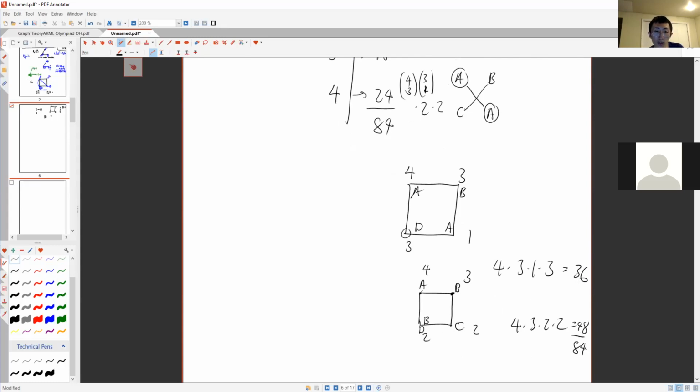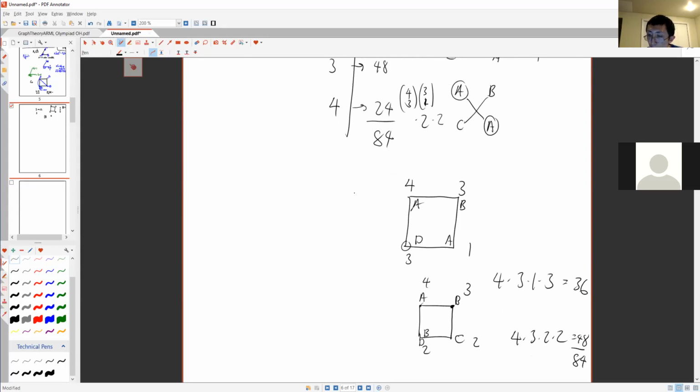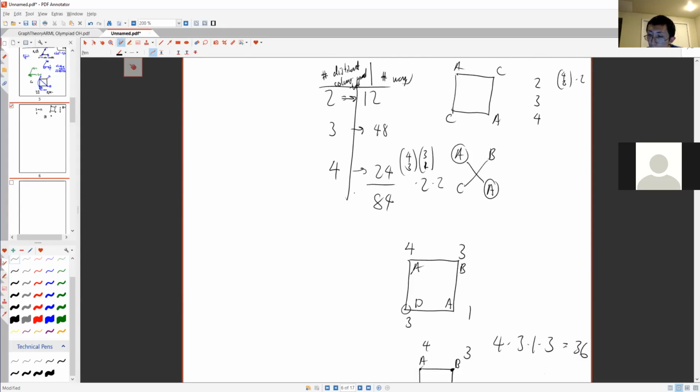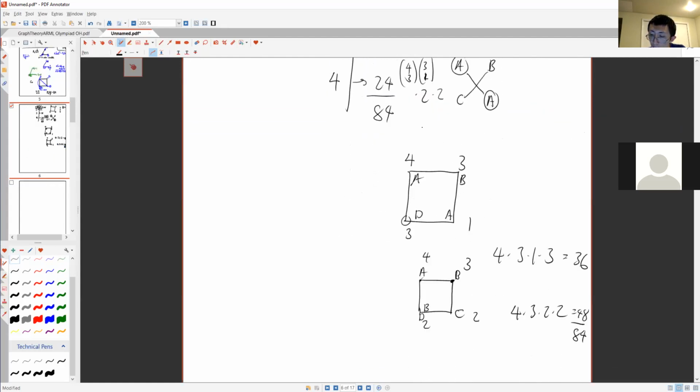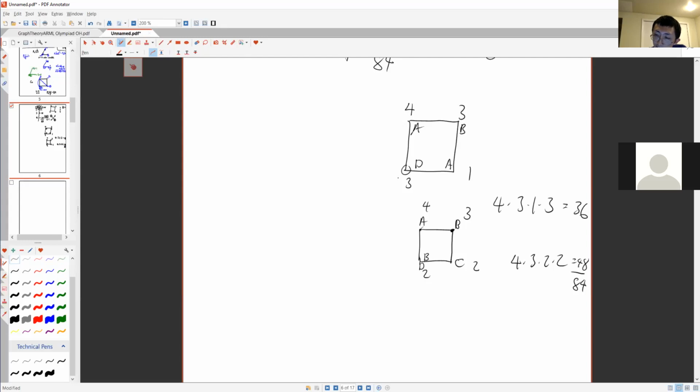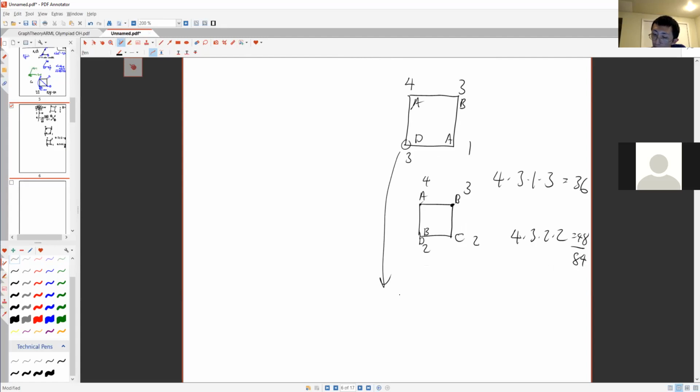Okay, so 84 is probably the answer to this problem. So, whatever our polynomial is, if we plug in 4 into it, we had better output 84. So that's a good check. I think we can generalize the work that we did here, right? So let me just type this out. Compute the chromatic polynomial for C4.